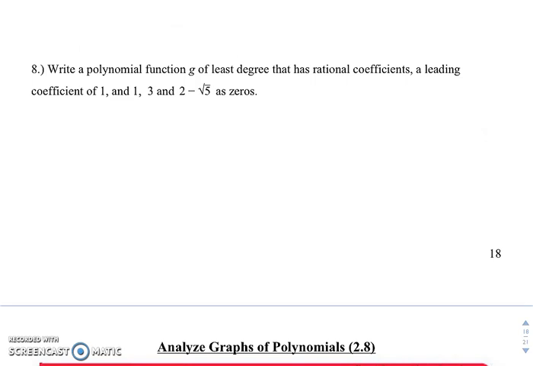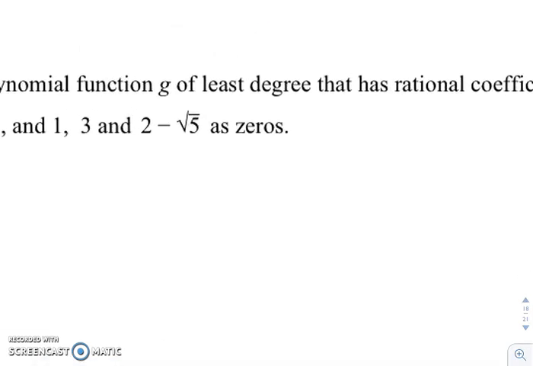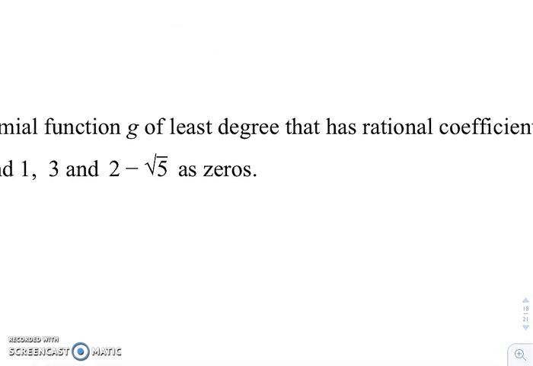In this example, we're going to write another polynomial function, polynomial g of least degree with rational coefficients, leading coefficient 1, but it has the zeros 1, 3, and 2 minus square root 5. So if it has 2 minus square root 5, it also has 2 plus square root 5.